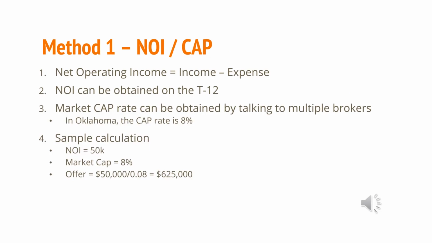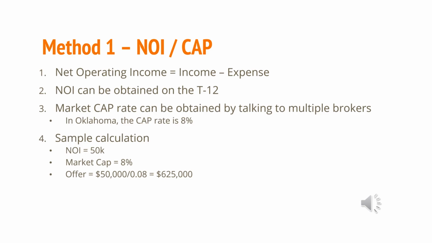Method number one is the net operating income, NOI, divided by the market cap rate. As a refresher, the net operating income, or NOI, equals the income minus the expenses. The expenses do not include the debt service. The NOI can be obtained on the T12. Remember, when analyzing any property, you need two documents. The first one is the T12, and the second one is the rent roll.